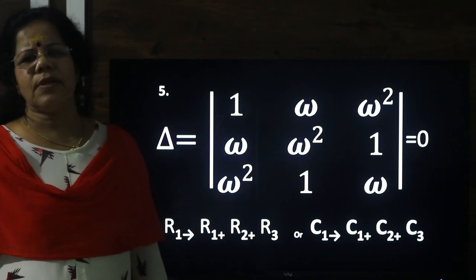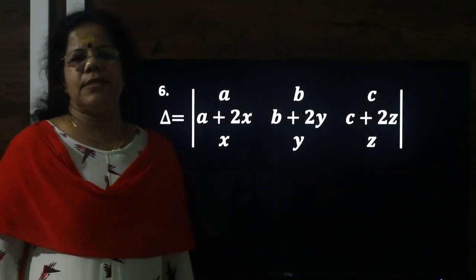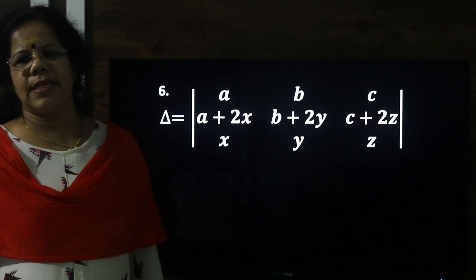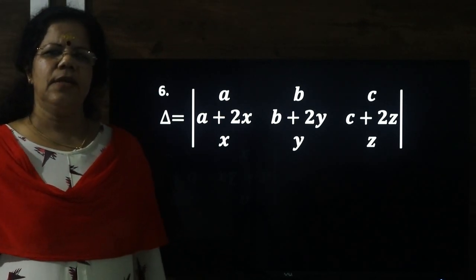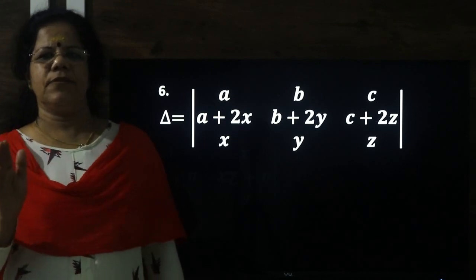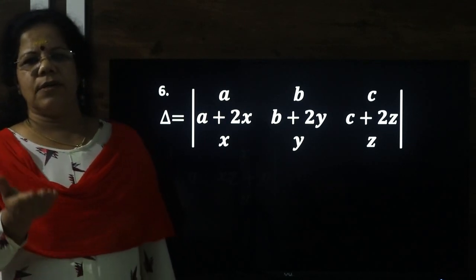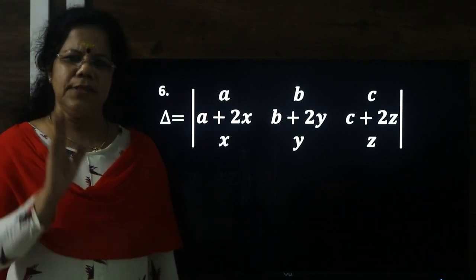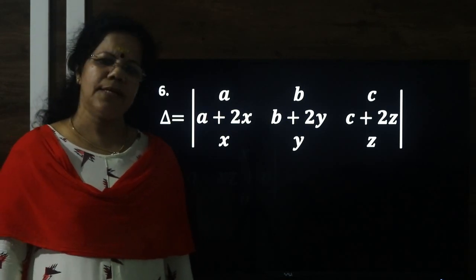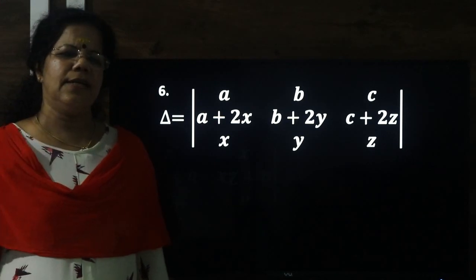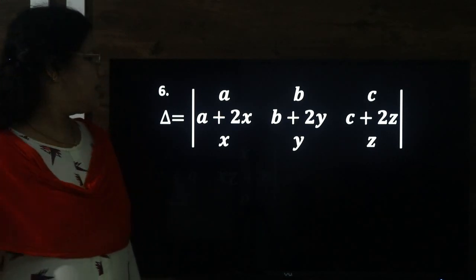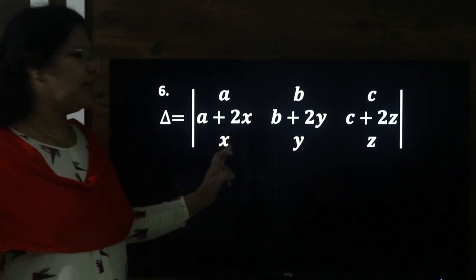Now see, sixth one. Delta is equal to determinant A, B, C, A plus 2x, B plus 2y, C plus 2z, x, y, z. Now once again you observe, can you connect with, if you add C1 changes to C1 plus C2 plus C3, or C2 changes to C2 minus C3 and all, you just observe it. Got the answer now? How it will be? You see A there, in the second also A is there. Then 2x is there, 2x is there.